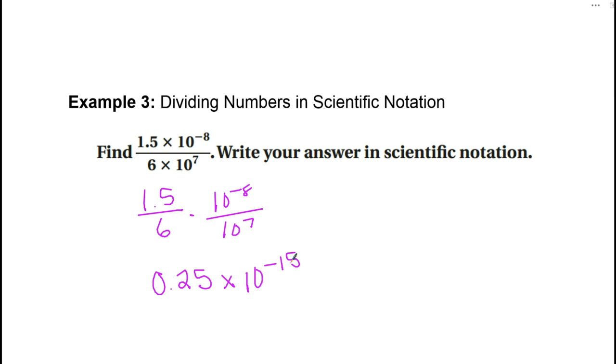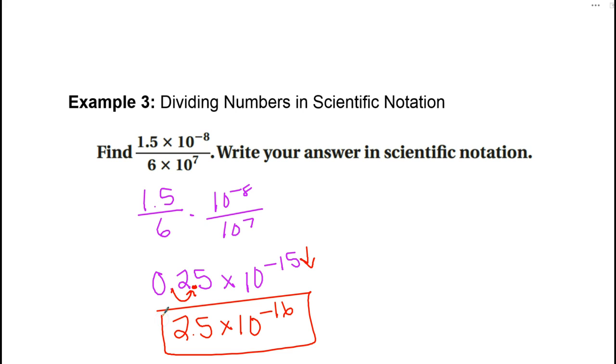And this number is less than 1. So here's something a little bit different. I need to move my decimal 1 to the right, which means this needs to decrease by 1. So now this is 2.5 times 10 to the negative 16th power.